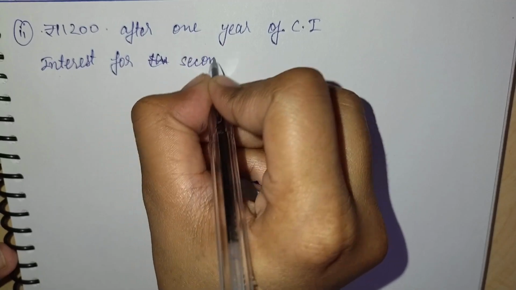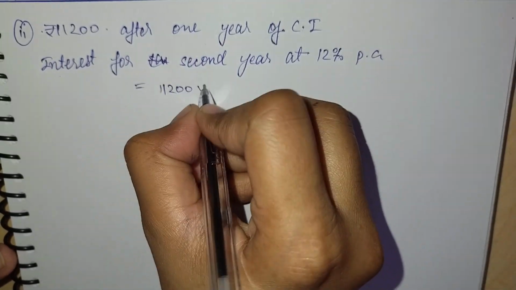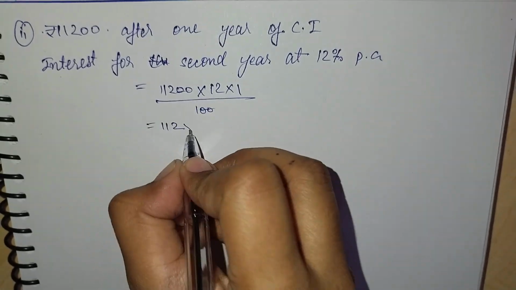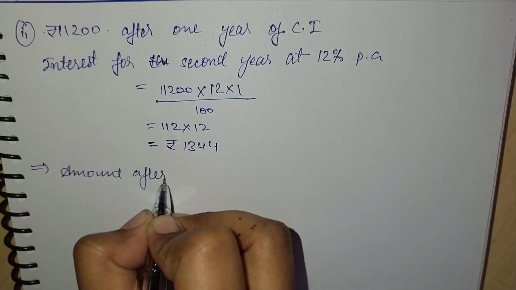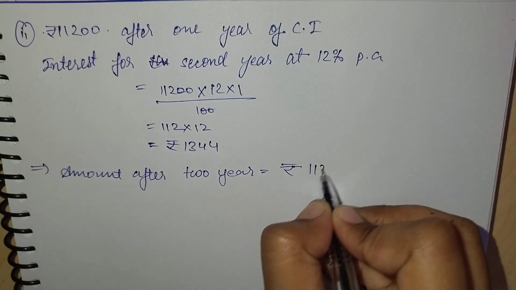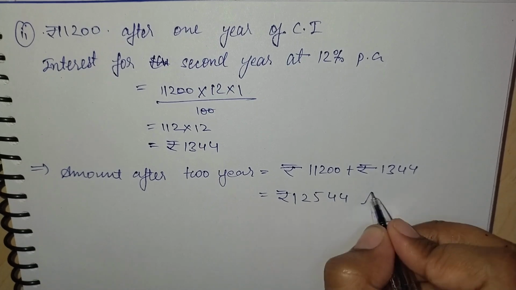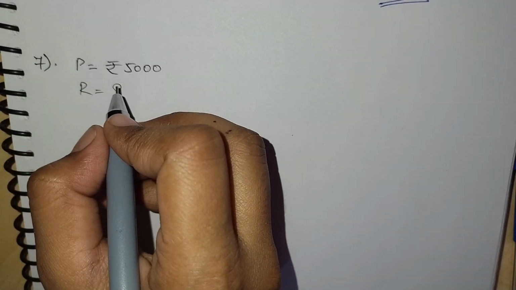So here we have interest for second year at 12% per annum equal to 11,200 into 12 into 1 divided by 100 equal to 112 into 12 equal to rupees 1344. Amount after 2 years is equal to rupees 11,200 plus rupees 1344 equal to rupees 12,544 as the amount after 2 years.